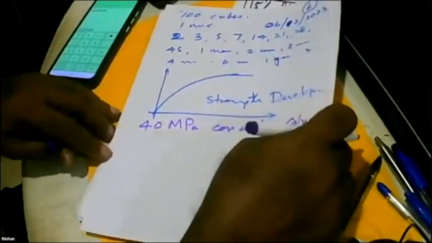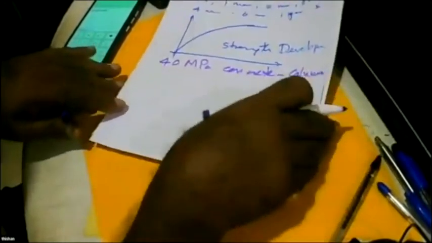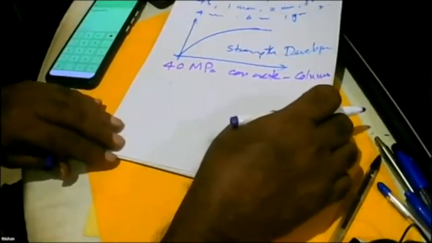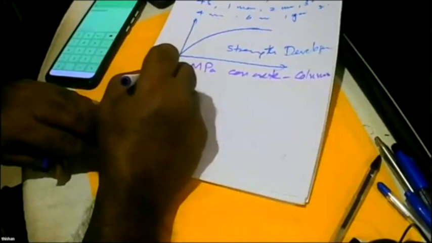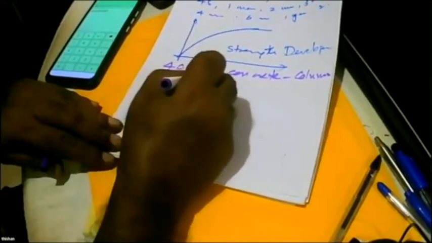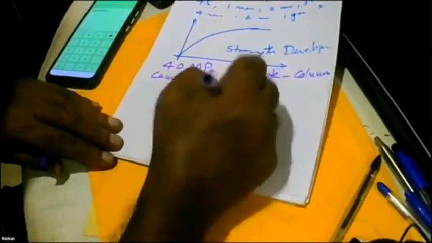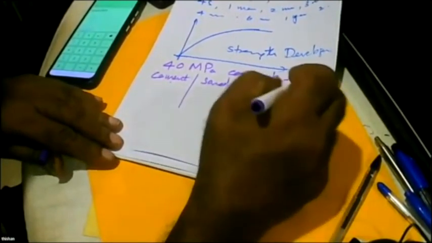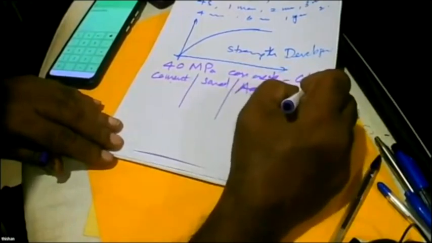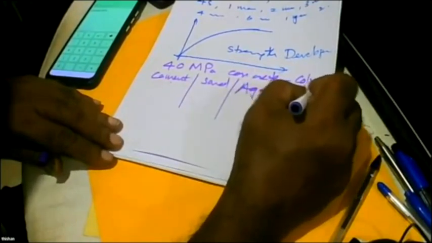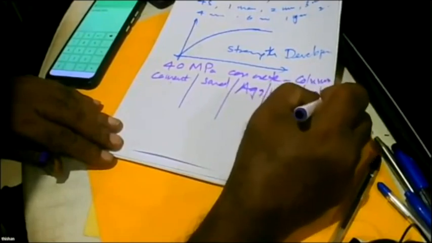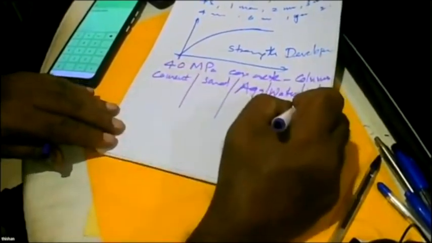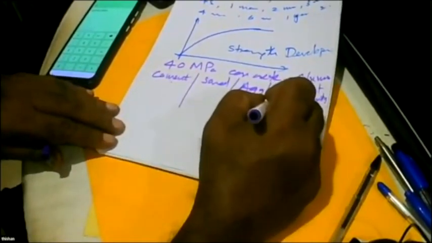Because I said in this big, tall building, 50 stories, I need 40 megapascal concrete for the columns in the first 10 floors. So how to get 40 megapascal? Cement, sand, aggregate, water, and wet density. So wet density, I'm going to use 15% fly ash.